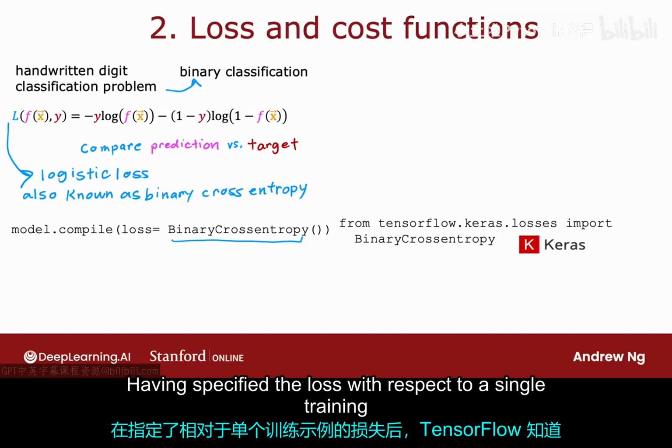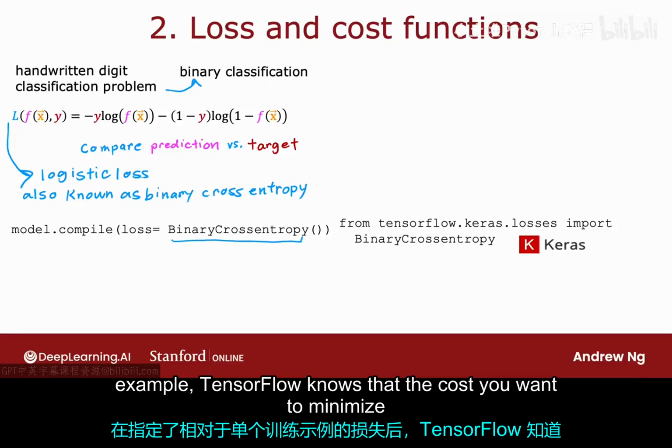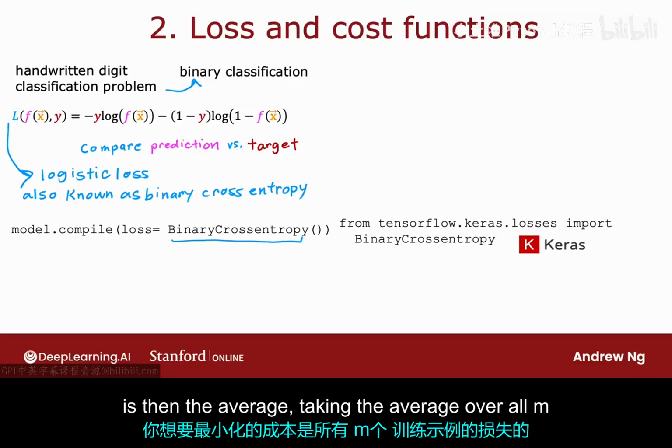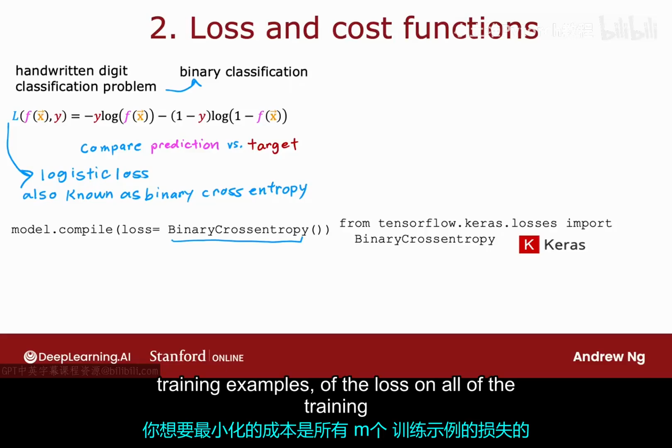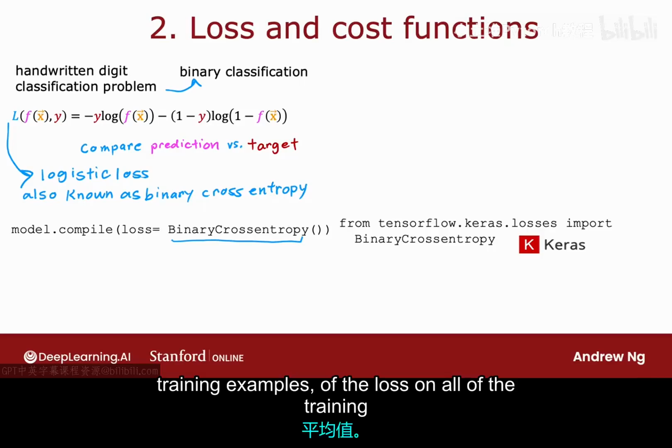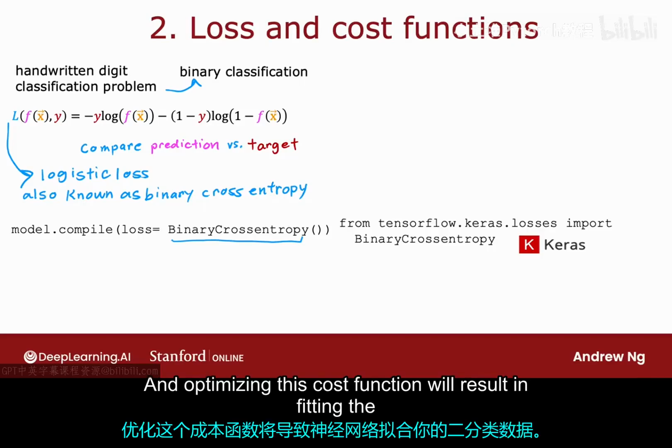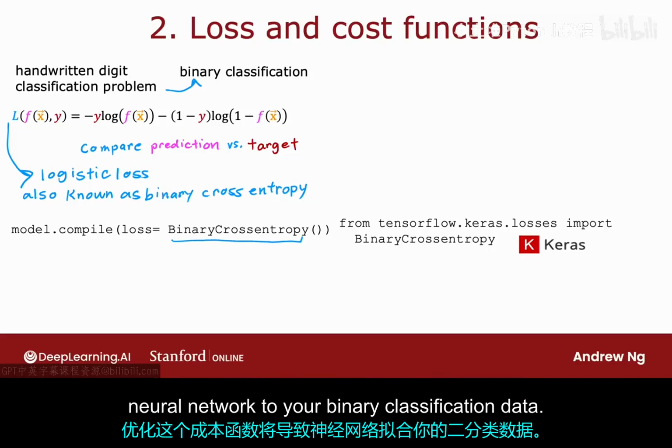Having specified the loss with respect to a single training example, TensorFlow knows that the cost you want to minimize is the average, taken over all m training examples, of the loss on all of the training examples. Optimizing this cost function will result in fitting the neural network to your binary classification data.